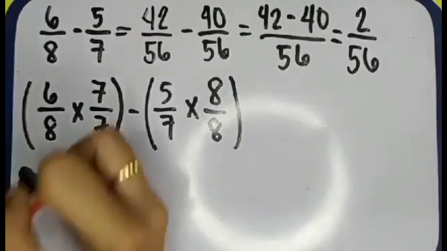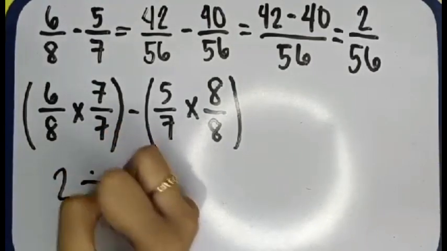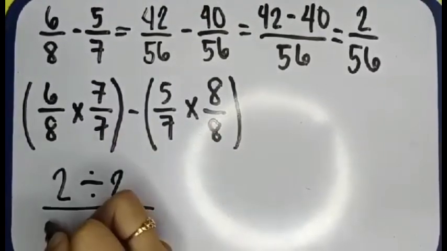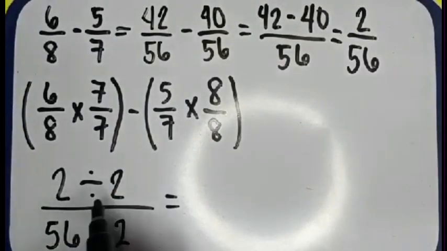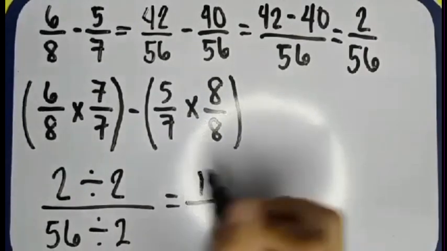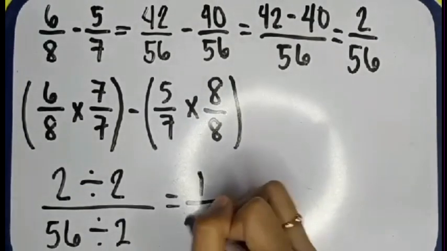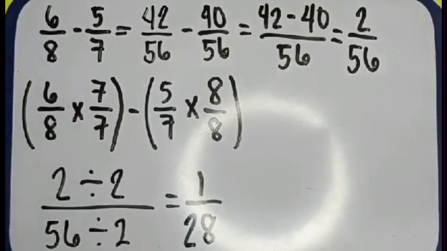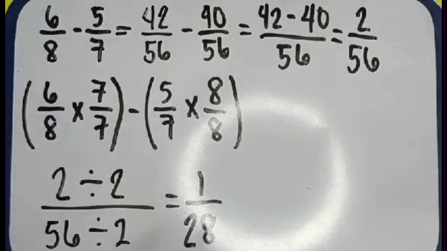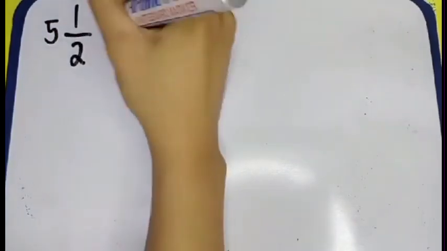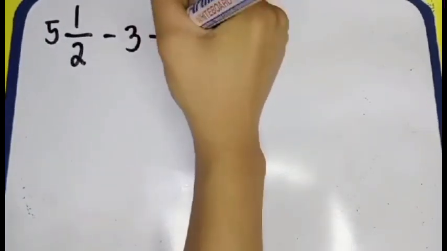So, 2 divided by 2 over 56 divided by 2. 2 divided by 2 is equal to 1. Then 56 divided by 2 is equal to 28. Therefore, 6 over 8 minus 5 over 7 is equal to 1 over 28. And that will be our final answer. Last is 5 and 1/2 minus 3 and 1/4.